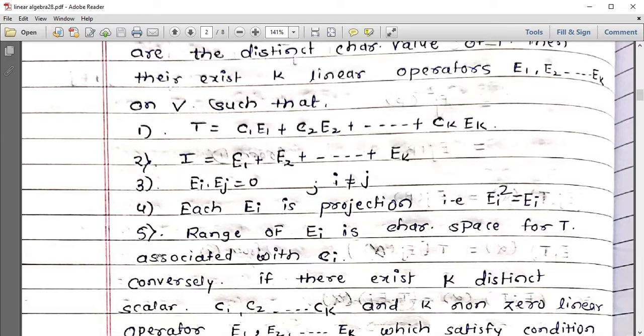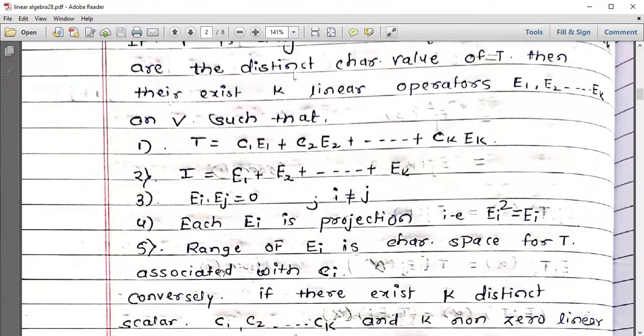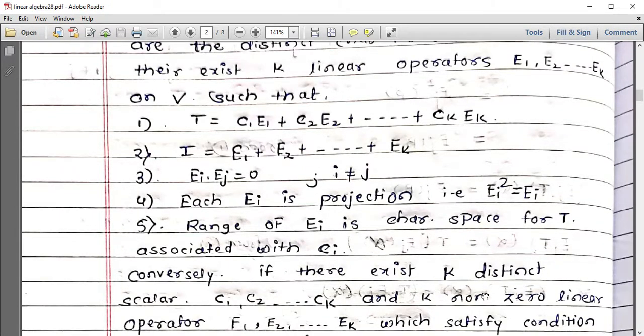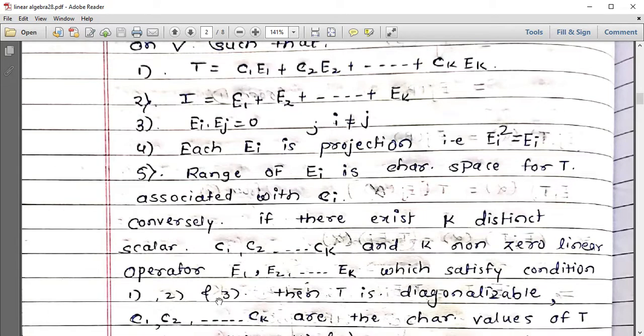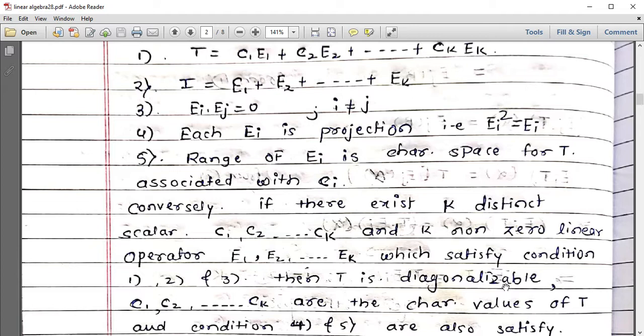Now conversely, if there exist k distinct scalars C1, C2 up to Ck, which are the eigenvalues, that is, characteristic values, and k non-zero linear operators E1, E2 up to Ek which satisfy conditions 1, 2, 3, then T is diagonalizable. We have to prove that T is diagonalizable.